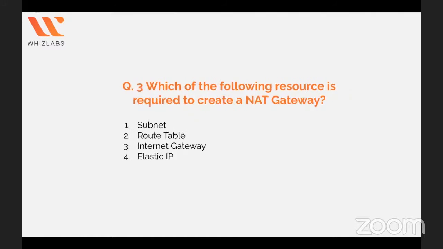And here we go. Which of the following resources is required to create a NAT gateway? When you're creating a NAT gateway, do we need to create a subnet? Do we need to create a route table? Do we need to create an internet gateway? Or do we need to create an elastic IP in advance to create a NAT gateway? So for the creation of a NAT gateway, what do we need to create? 25 more seconds to go for this.